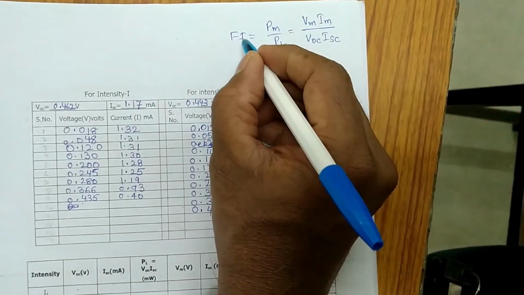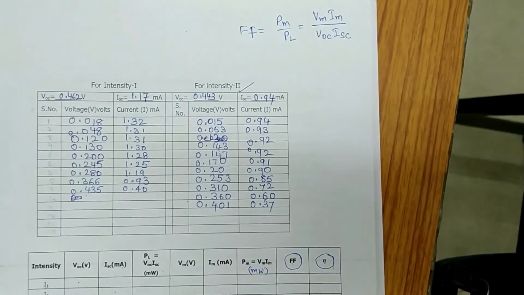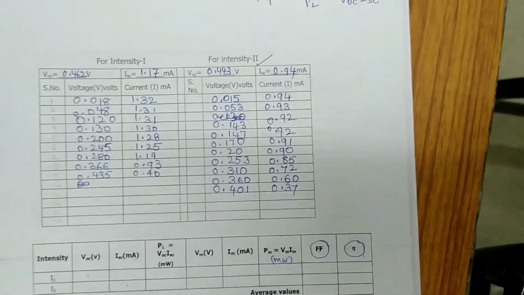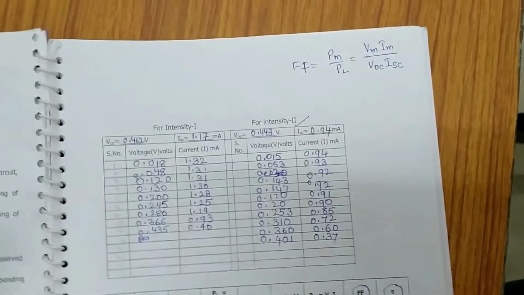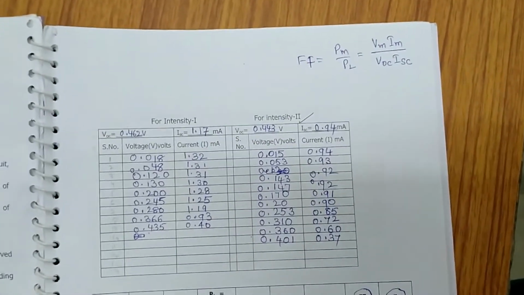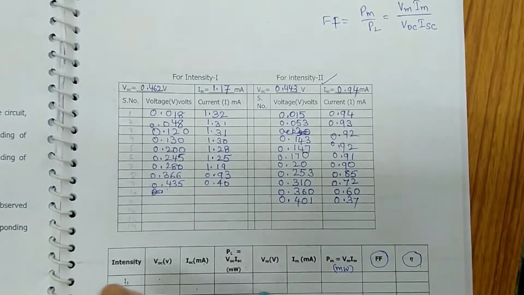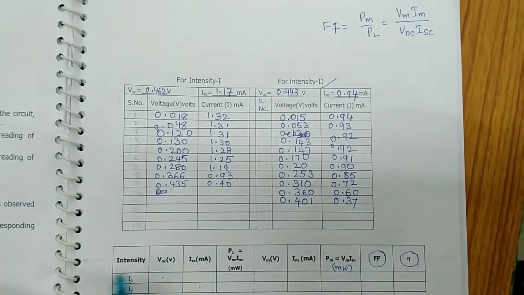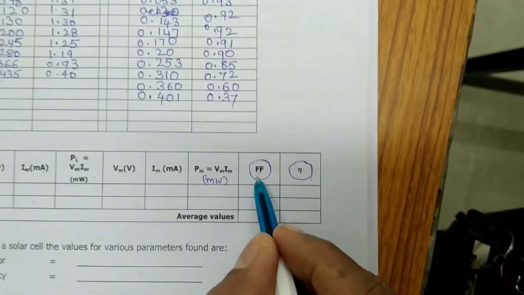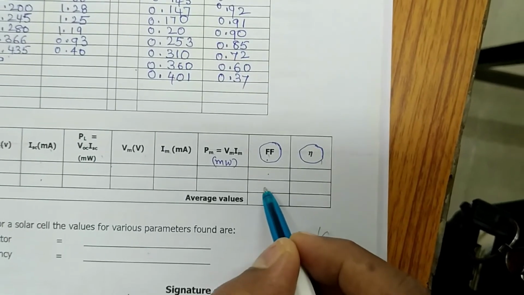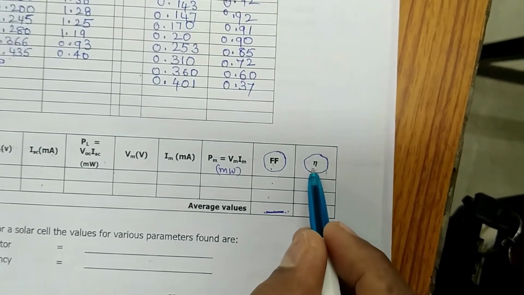So the fill factor gives the maximum realizable power a solar cell can deliver. It is not the efficiency, because when a load is connected, the load drags the current and the power drops. Without this, how much maximum power it can deliver to the load, that is called the fill factor. So you have to calculate the fill factor for intensity 1 and intensity 2 and take the average value of the fill factor. Similarly, we have to calculate efficiency.